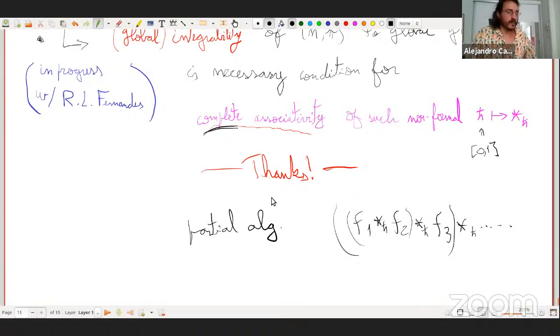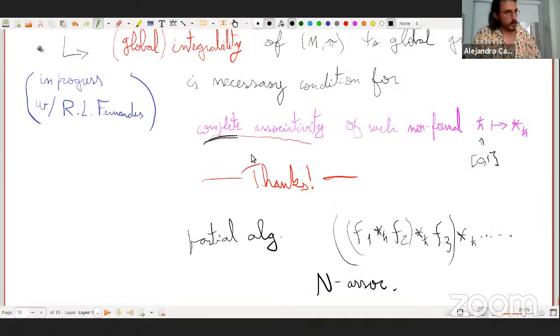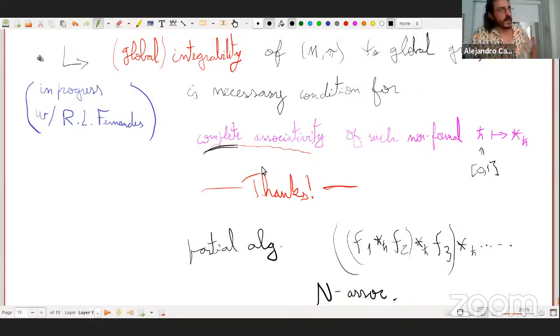You could speak of n-associativity when there are n objects here. And more concretely, now that I have introduced this, if the star product, which is a partial algebra, is n-associative for all n, then the underlying Poisson manifold has to be integrable. That's the concrete result. Nice. Well, it's maybe in progress, right?